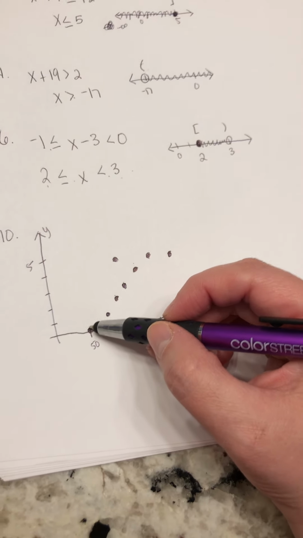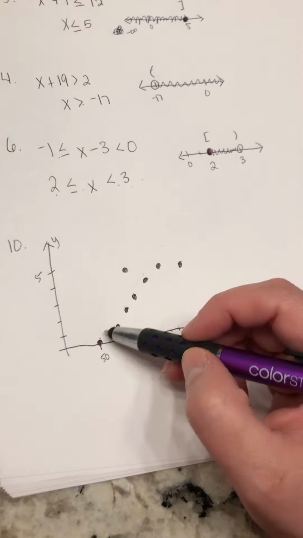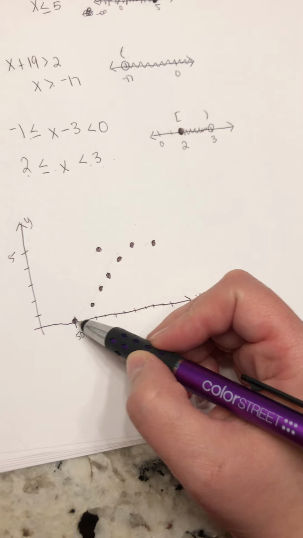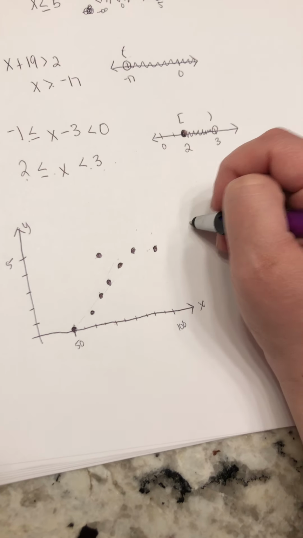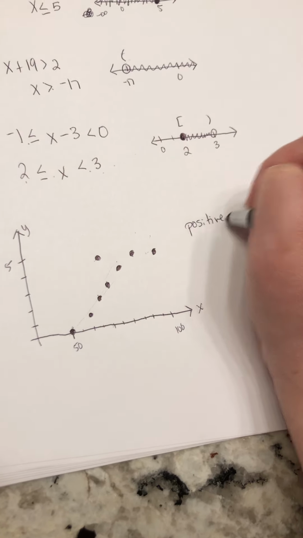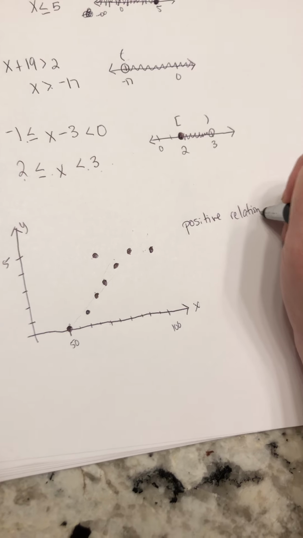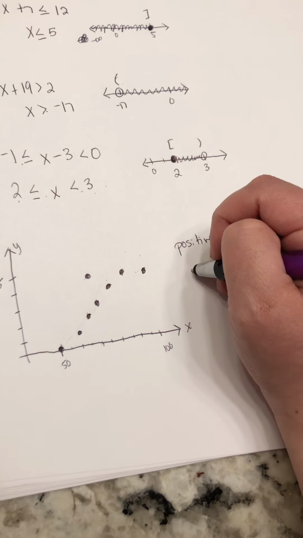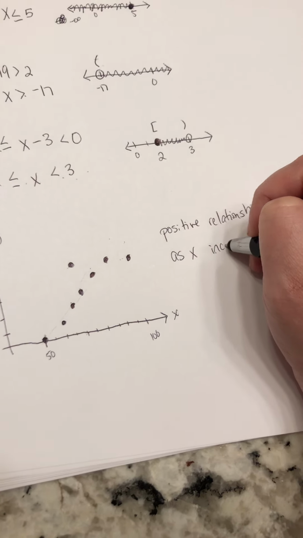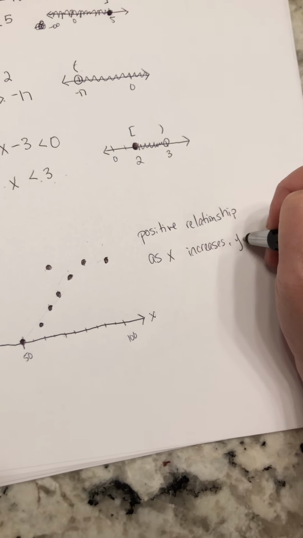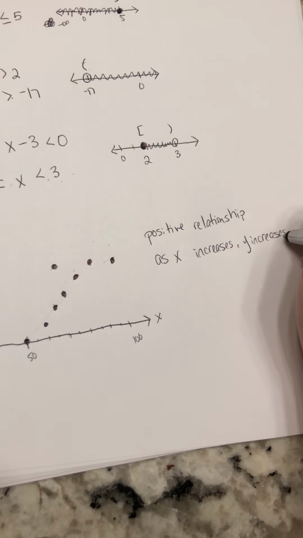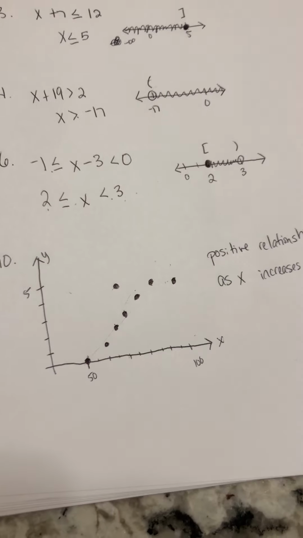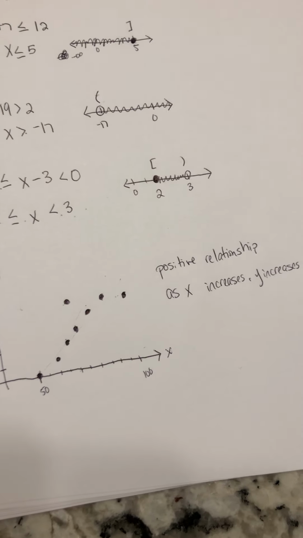So this appears to be a positive relationship. If you were to draw a line, it appears they're going up. There's a couple that are up here that aren't going up, but for the most part, this appears to be a positive relationship just by looking at it, which means as x increases, y increases. If it were coming down, then it would be a negative relationship, because as x increased, y would decrease.